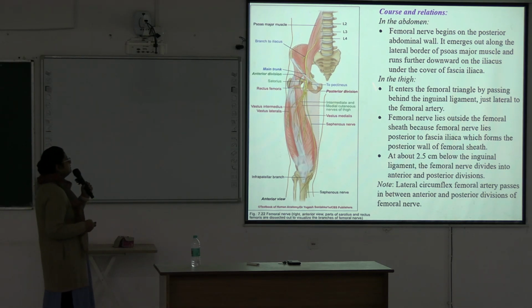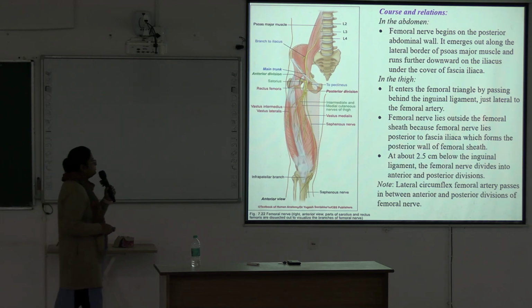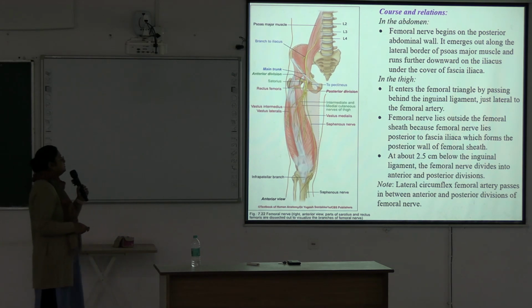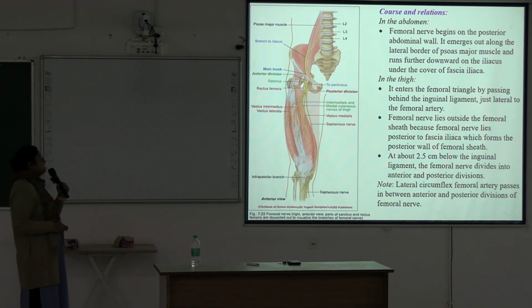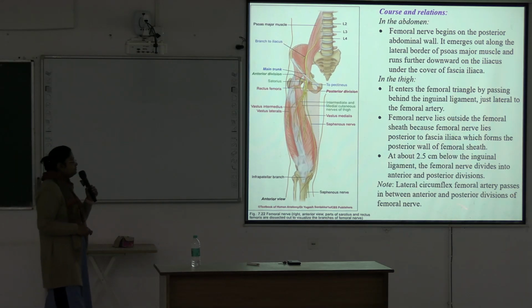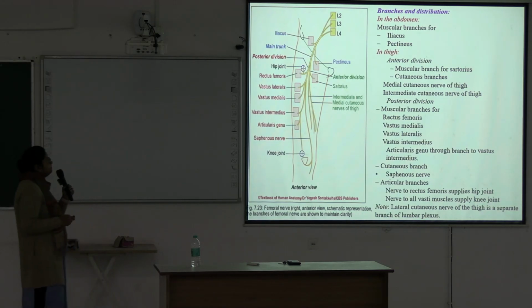Okay. Next, in the thigh, it enters the femoral triangle by passing behind the inguinal ligament just lateral to the femoral artery. Okay, nerve is outside of the femoral sheath. This is not included within femoral sheath. Femoral nerve lies outside the femoral sheath because it lies posterior to fascia iliaca, which forms the posterior wall of the femoral sheath. And at about 2.5 centimeter below the inguinal ligament, femoral nerve divides into anterior and posterior divisions. Lateral circumflex femoral artery passes in between the anterior and posterior divisions of femoral nerve. These are the branches in abdomen and in thigh.